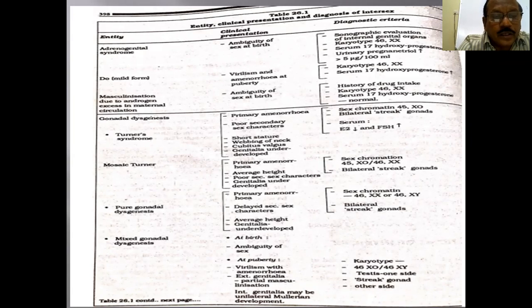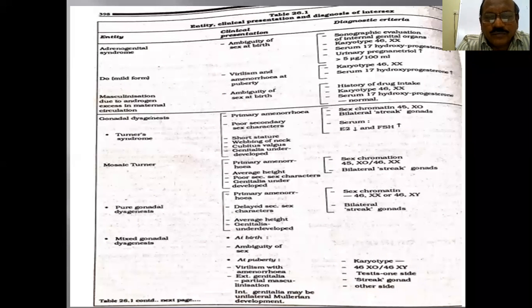Coming to gonadal dysgenesis, that is Turner syndrome, the symptoms are primary amenorrhea, poor secondary sexual characters, short stature, webbing of the neck, cubitus valgus, and underdeveloped genitalia. They are not fully developed. We can diagnose it by sex chromatin 46XO, bilateral streak gonads, decreased serum E2 and increased FSH.